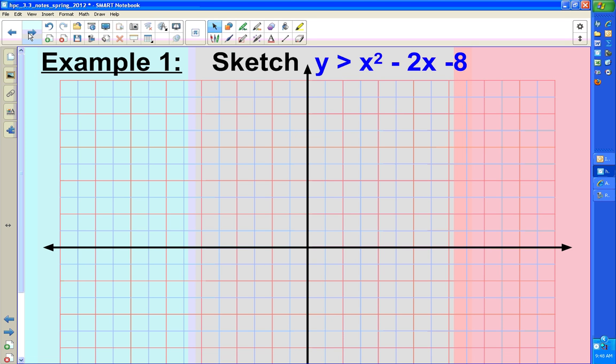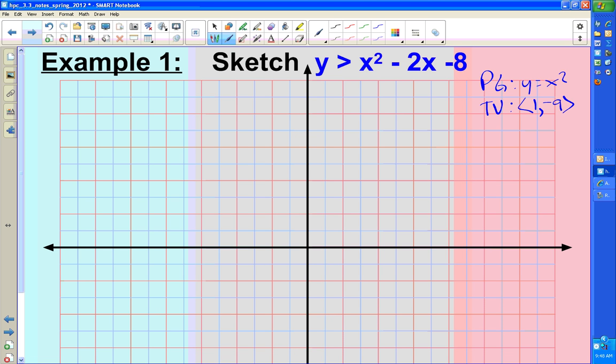Y is greater than x squared minus 2x minus 8. What's the general shape? Parabola. What do you need to know to graph it? The vertex. So the parent graph is y equals x squared. The translation vector or vertex is going to be, how do you find the x coordinate? Negative b over 2a. So the opposite of negative 2 over 2 times 1 is going to give you a 1. When you plug in a 1, what's y? What is it? Negative 9.